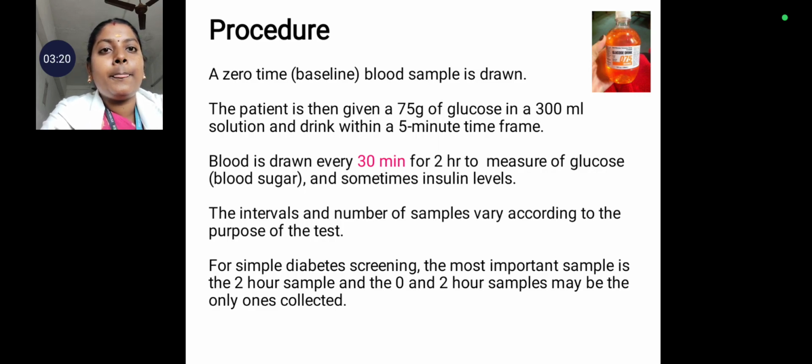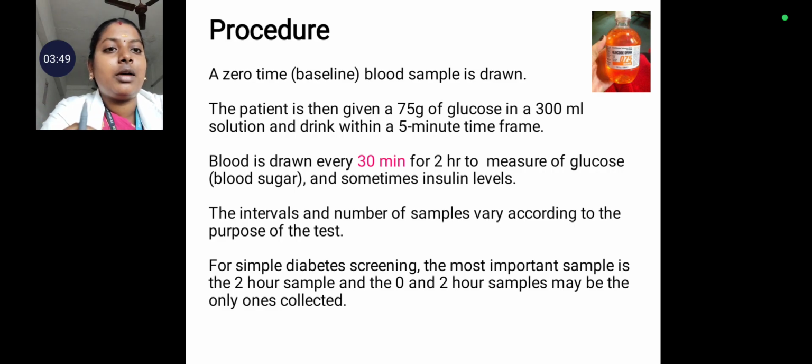And the procedure: a 0 time blood sample is drawn, that is on the empty stomach, and the patient is orally given 75 gram of glucose in 300 ml of water to drink within a 5-minute time frame, and blood is drawn every 30 minutes for 2 hours. So if the person has the oral glucose at 7, he or she is allowed to take a blood test at 7:30 and 8:30 for 2 hours.